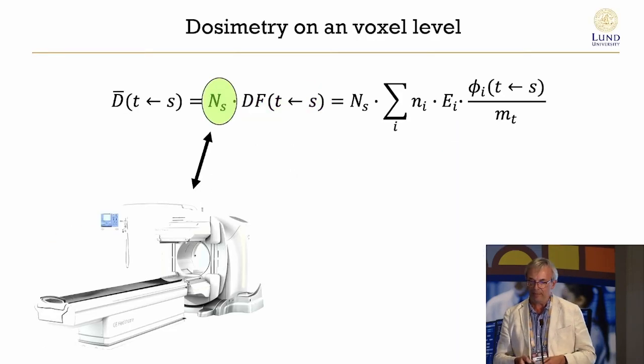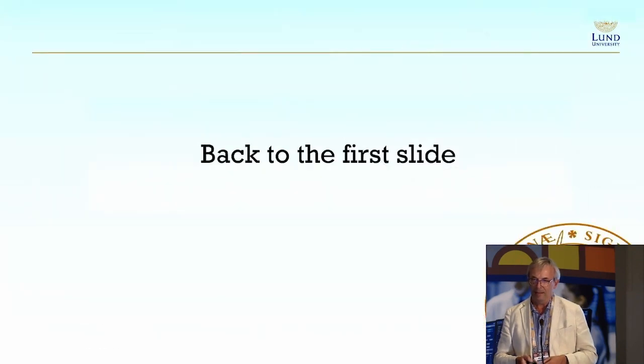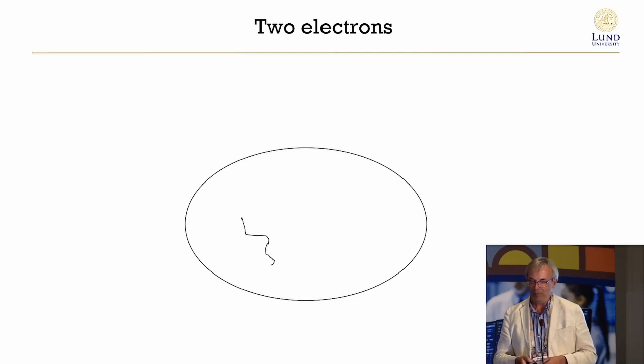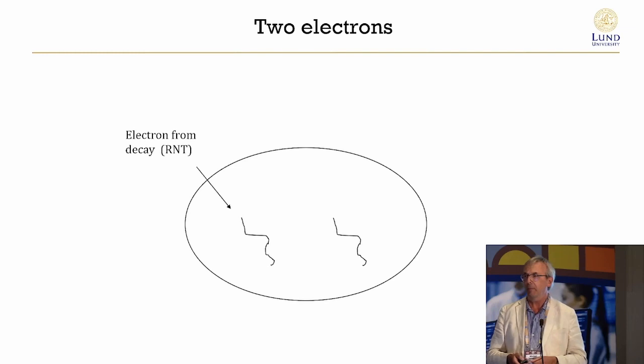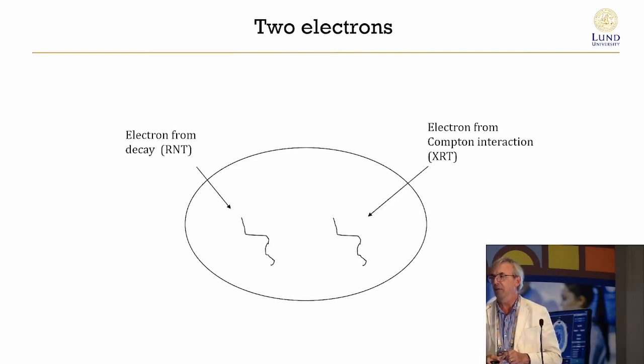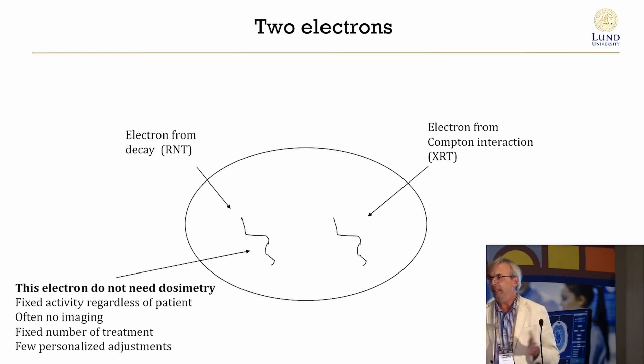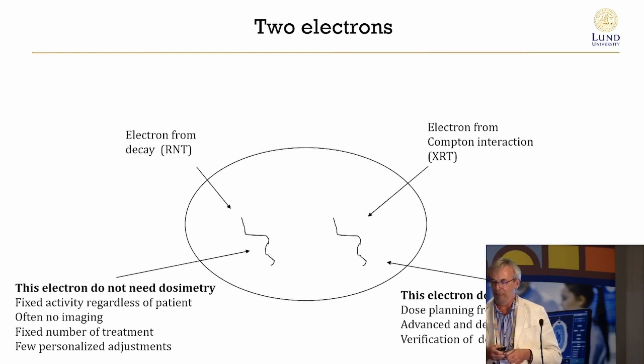So, I will skip this here and go to the quiz. So we had 2 electrons. The one electron comes from a decay in radionuclide therapy. The other one comes from a Compton interaction caused by the external beam irradiating the body. This electron doesn't need any dosimetry. It's enough to use a fixed activity regardless of patient. You don't even need imaging to figure out how this will affect the patient. This electron needs dosimetry. There is a very careful treatment planning system available. You're looking at using CT or you can do verification. But it's the same particle.